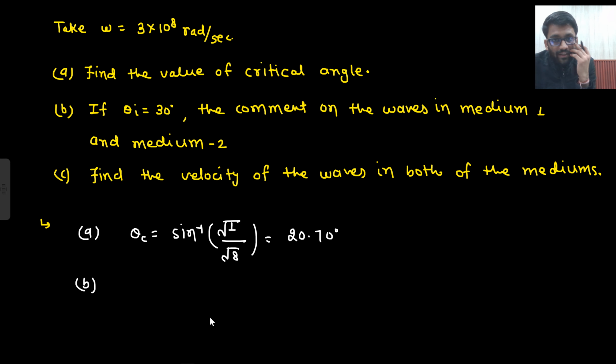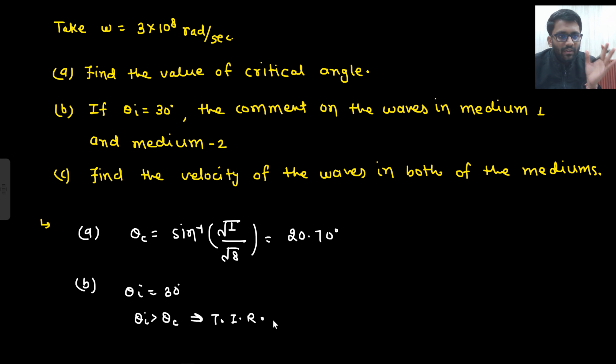Now what is question B saying? If theta i is 30 degrees, then comment on the waves in medium 1 and medium 2. Based on the knowledge you have till now, what will you say? Theta i equals 30 degrees, so theta i is greater than theta c. That means this is the case of total internal reflection. And if this is the case, in medium 2 there should be no wave, because whatever wave came will be reflected back. This is what you will be saying, but that is not correct. Let's check that out, what we need to do now.